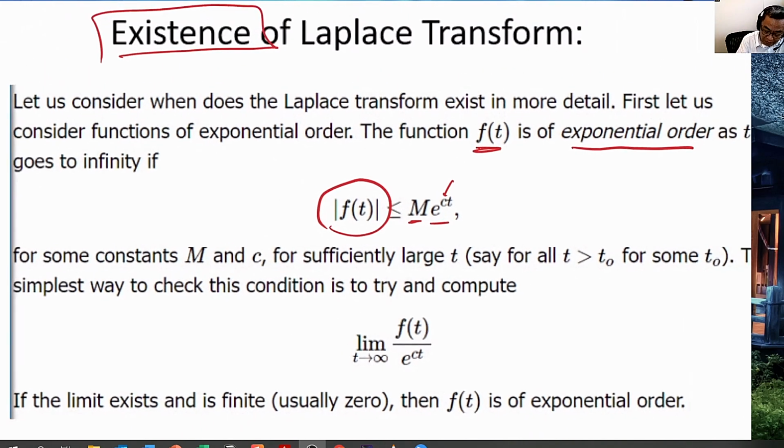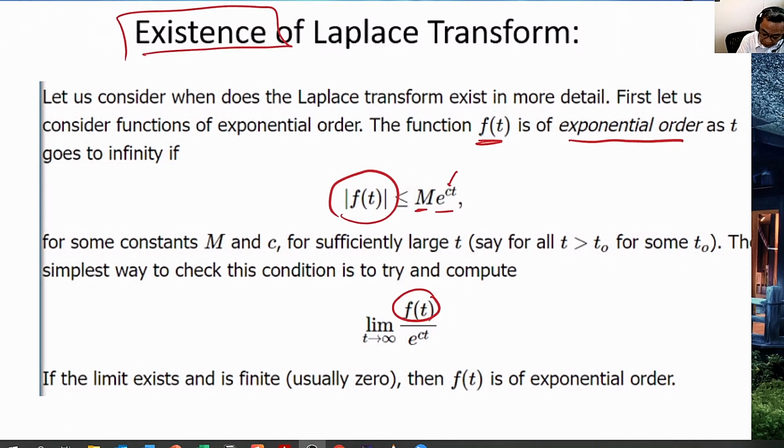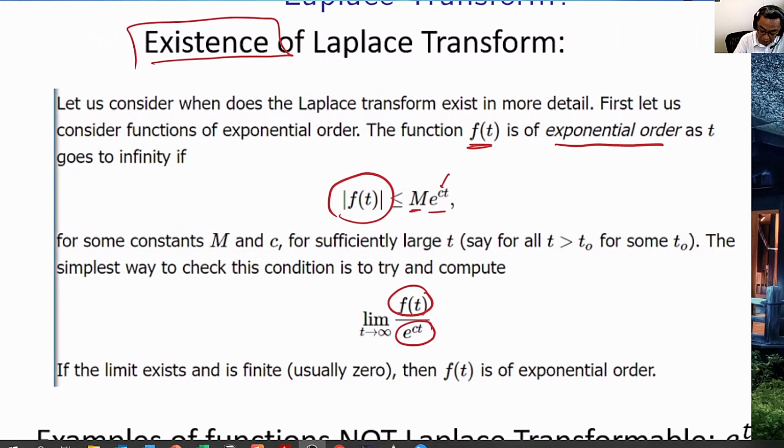But as long as this absolute value, when divided by some exponential e to the ct, tends to 0 and the limit exists, then we call this f of t exponential order. And for all exponential order functions f of t, the Laplace transform exists.